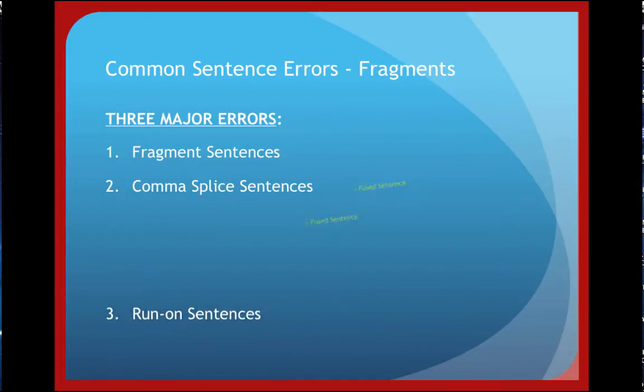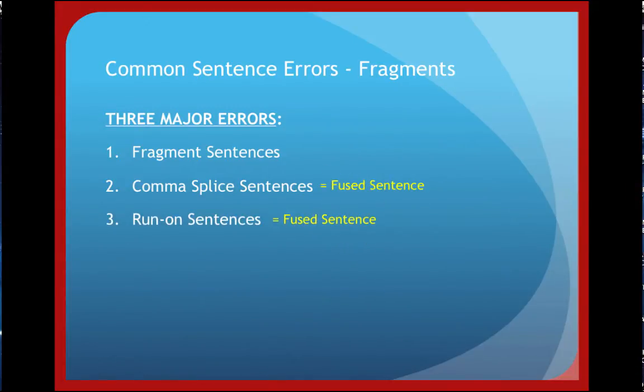Both comma splice and run-on sentences are also called fused sentences, and the only difference between a run-on and a comma splice is the placement of a comma. This grammar video will only address fragments.